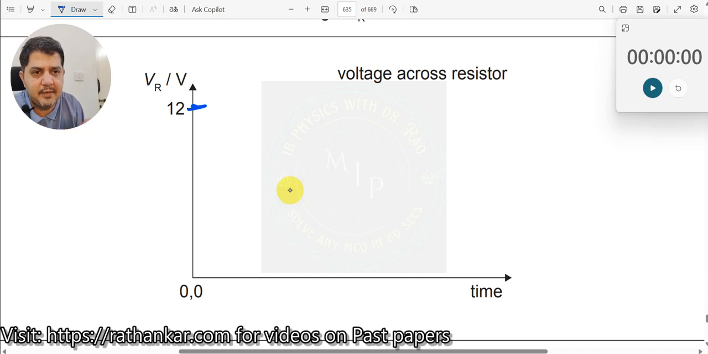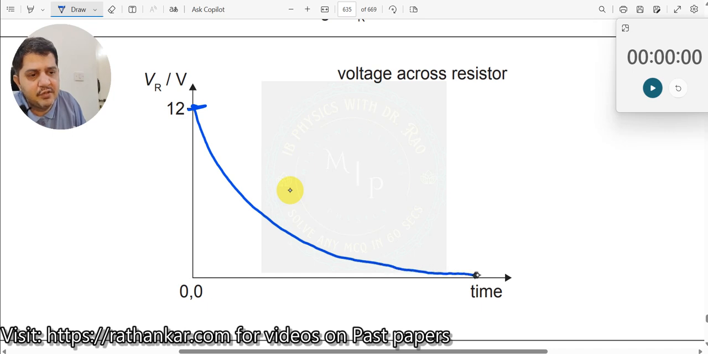See, I am plotting a graph of voltage across the resistance, not across the capacitor, which is very high. But as time progresses, when all the voltage is getting built up across the capacitor, this voltage starts dropping down like this. It resembles a smooth curve and goes to 0 after some time. This is what can happen. Okay, this is the graph for this.